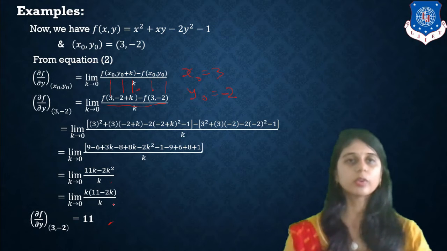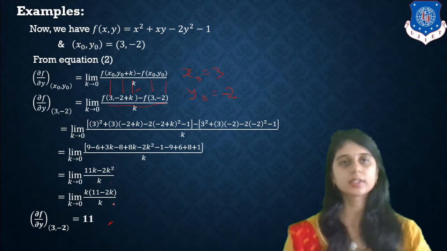So if we apply the limit for del f by del x at (x0, y0) equal to (3, minus 2), we get the answer 4, and for del f by del y we get the answer 11.